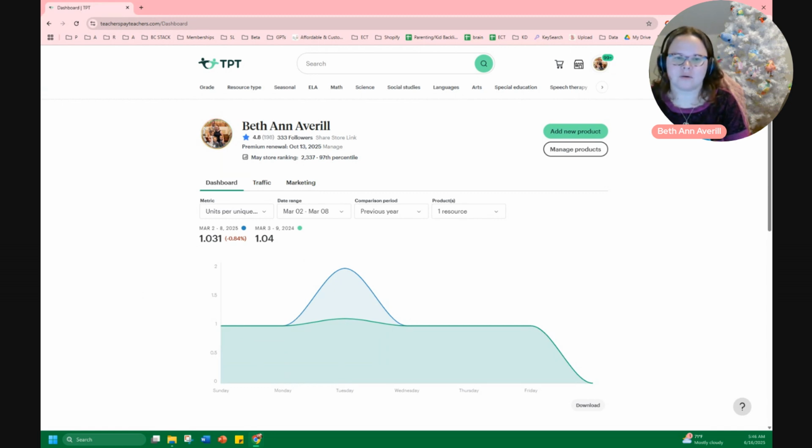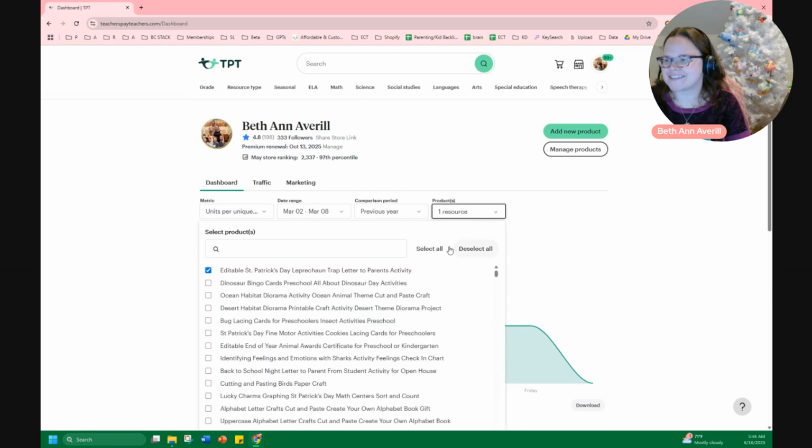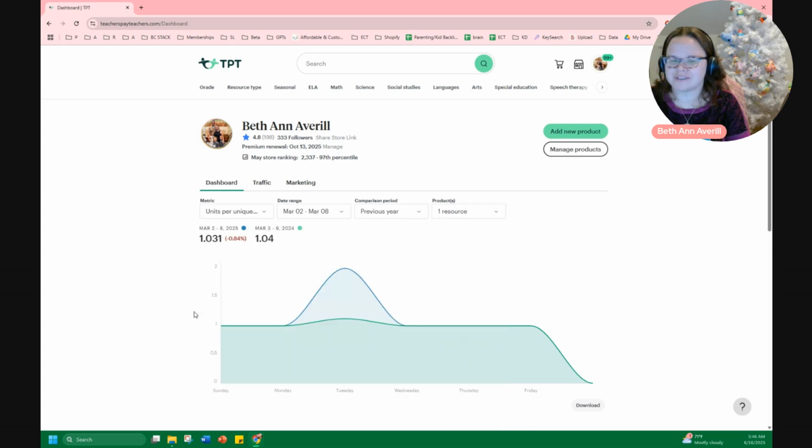Okay, so let's talk about why this is helpful. It helps you plan your bundles smarter. It shows you which products are pulling their weight. For me, it's this leprechaun trap product in March, and it helps you prioritize which products you want to promote. So in March, I would be promoting this product, and you can identify opportunities to raise your prices. And finally, you just get insights into your repeat customers, and it's awesome.